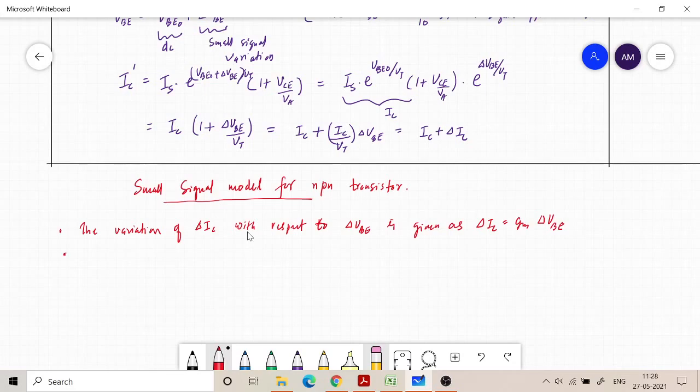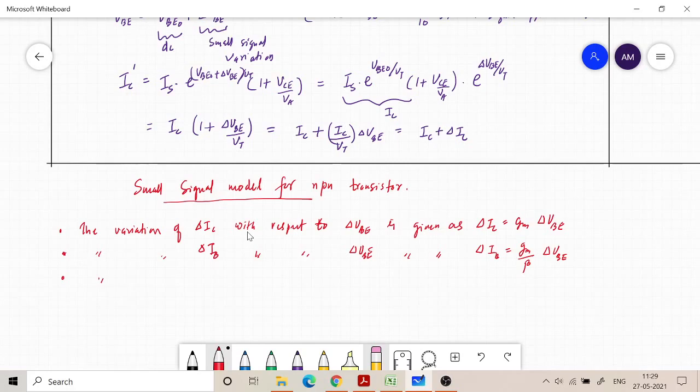And then the variation of delta IB with respect to delta VBE is given as delta IB equal to GM by beta into delta VBE.